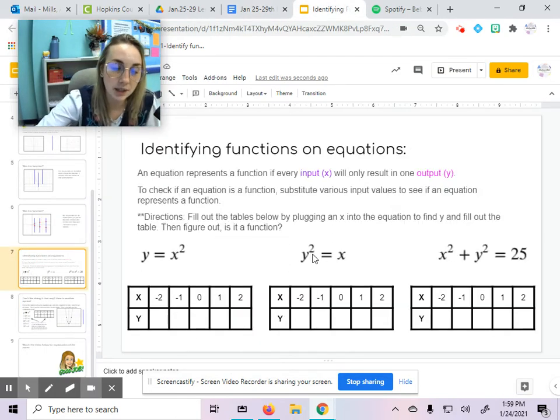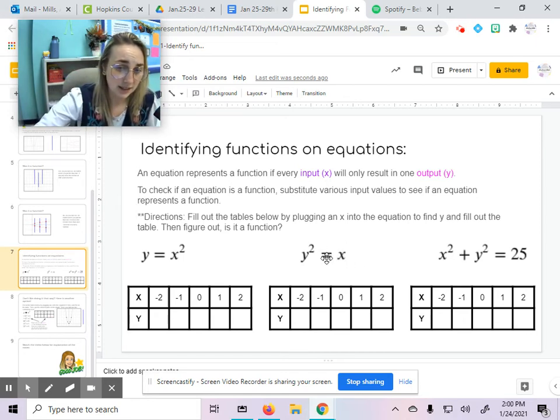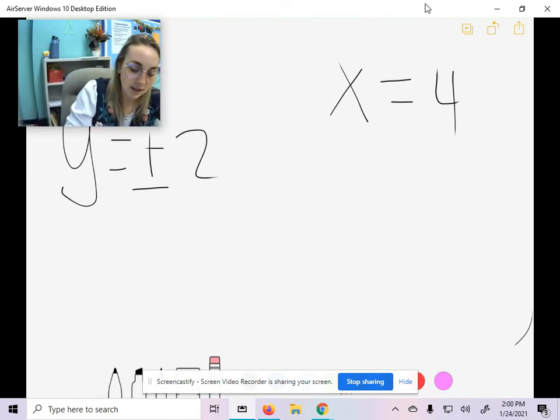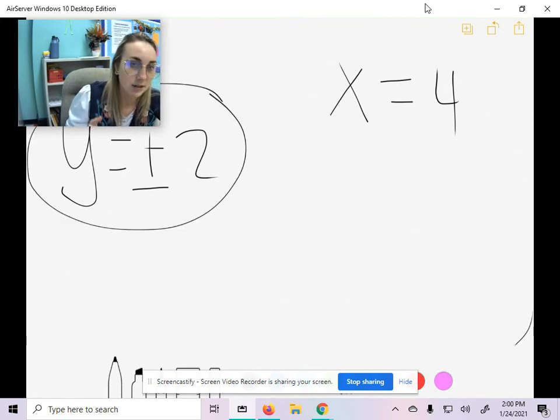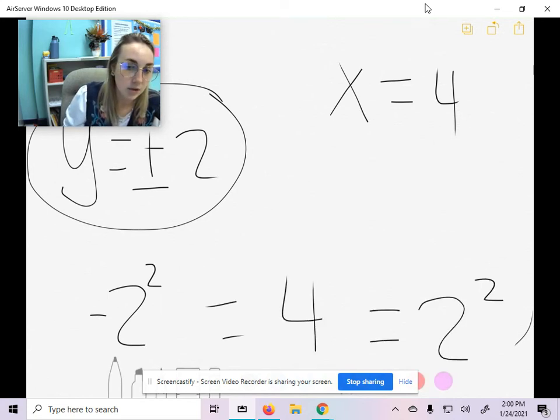Okay, let's look at this equation right here. We have y squared equals x. Guys, what that basically means is that your y is going to have two different values for the same x. So let's look at an example real quick. Let's say x is 4. If x is 4, that means that y is going to be negative and positive 2, because negative 2 squared and 2 squared both equal 4. So that means one input would have two different outputs, and therefore it's not going to be a function.